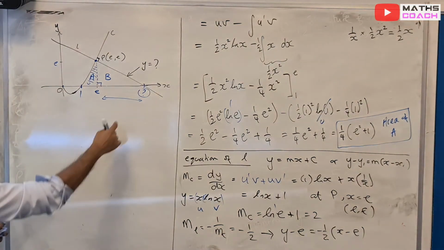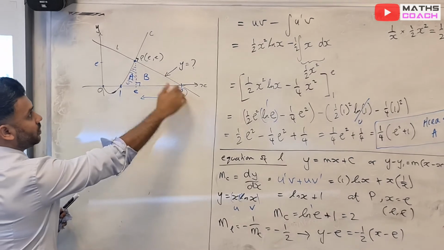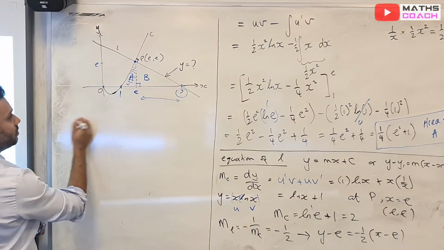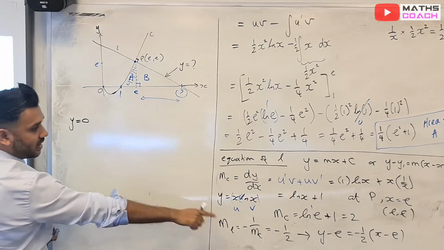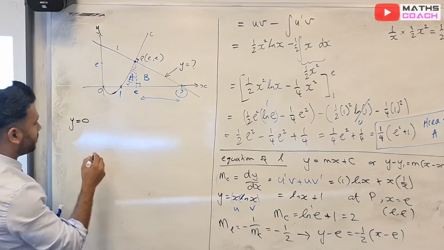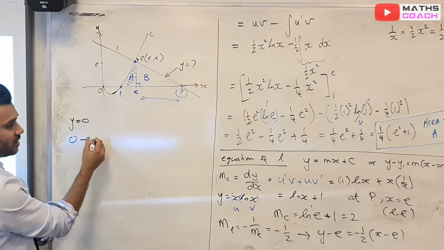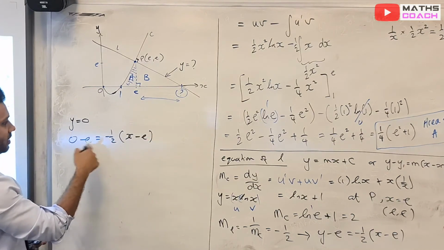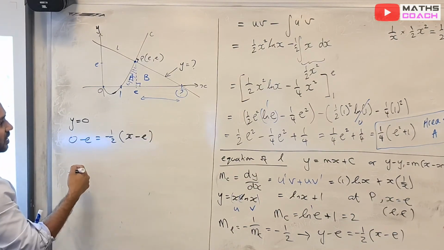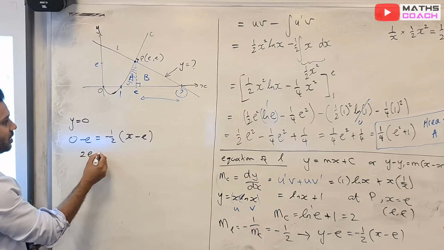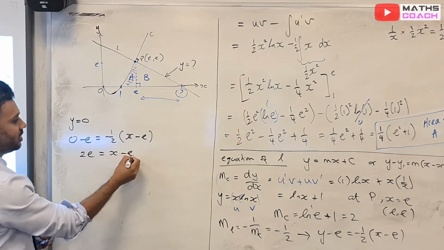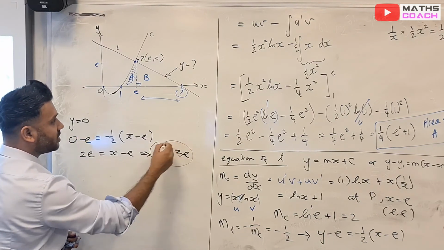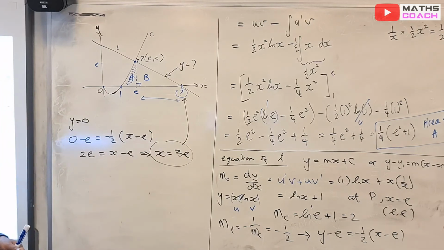Right, so we want to work out the x-coordinate of this point where the line crosses the x-axis. So at this point here, y equals 0. And if you sub that into the equation of your straight line, we have 0 minus e equals minus a half, bracket x minus e. And if we just rearrange that, times both sides by minus 2, so we get 2e is equal to x minus e. That gives you the x coordinate as 3e. There you go. This is the coordinate at this point.